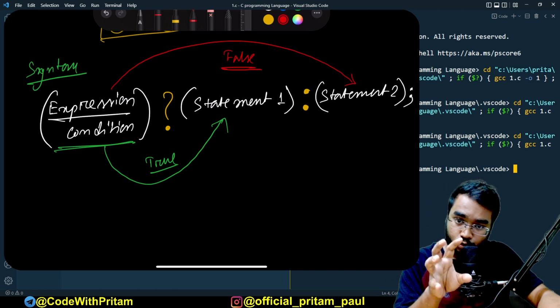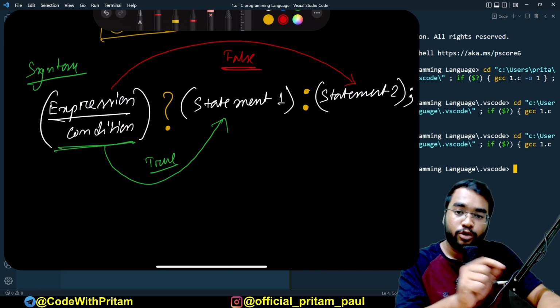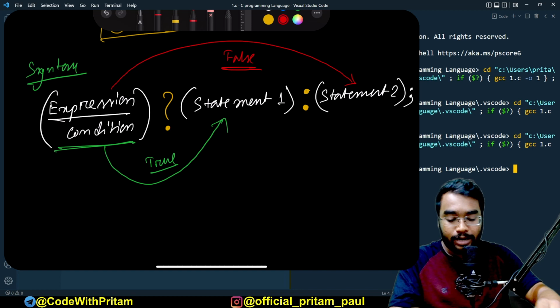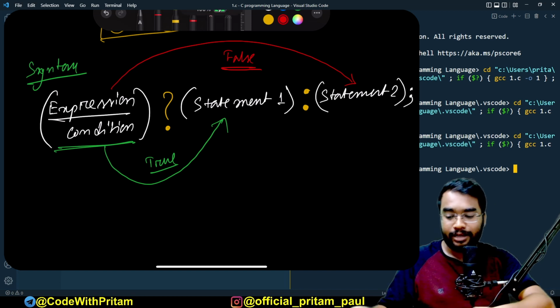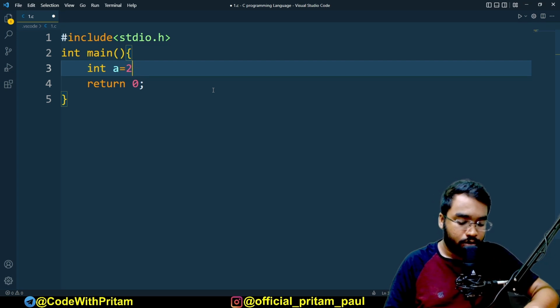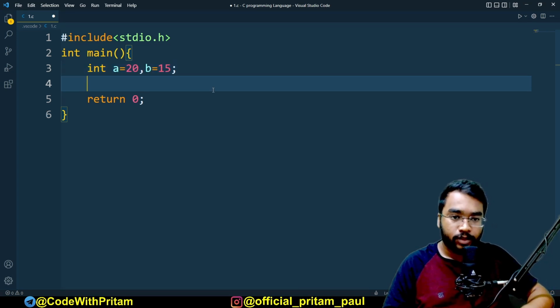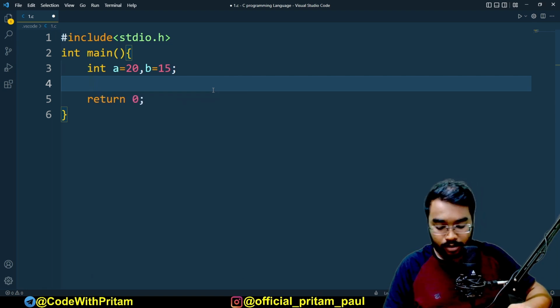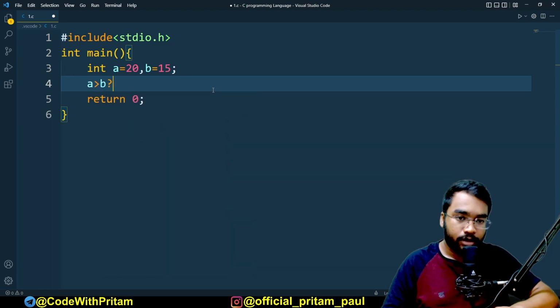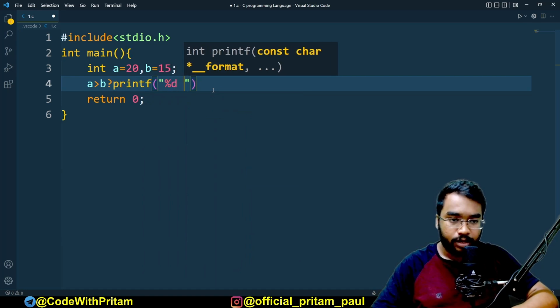If the condition is true, statement 1 would be executed. If the condition is false, statement 2 would be executed. Now let's go to the laptop and check what exactly it is. For example, integer a equal to 20 and b equal to 15. Now a greater than b. Okay, printf %d.